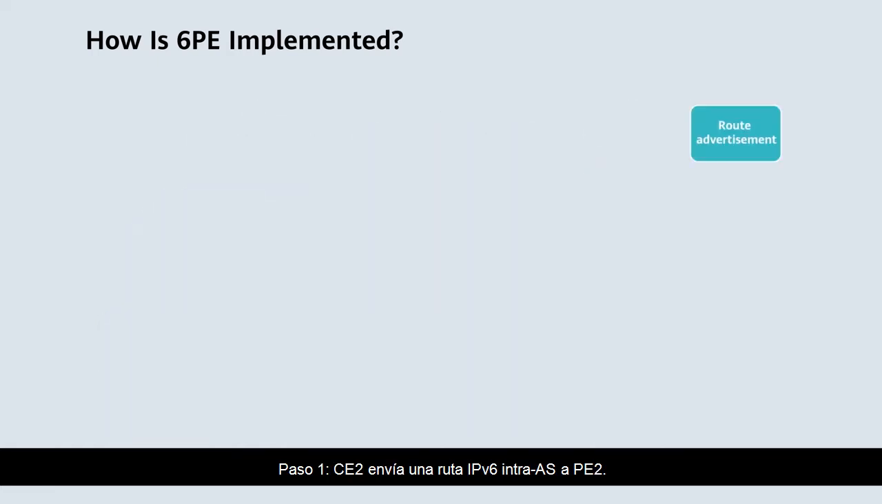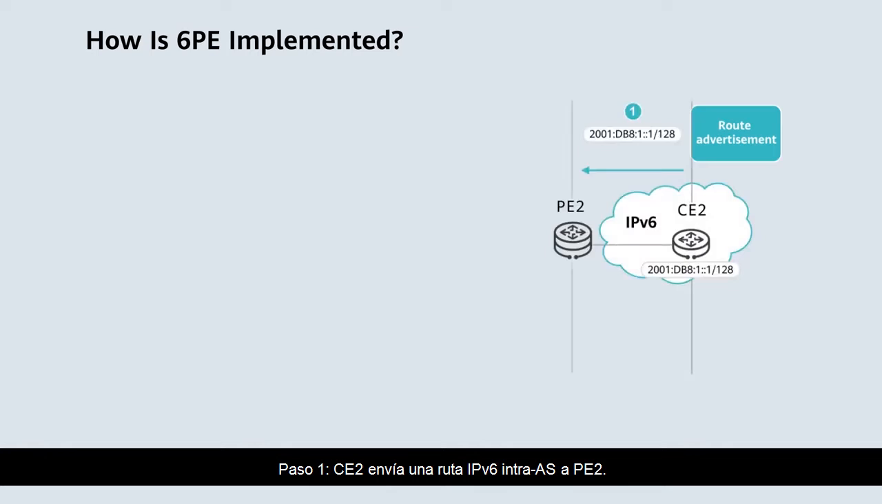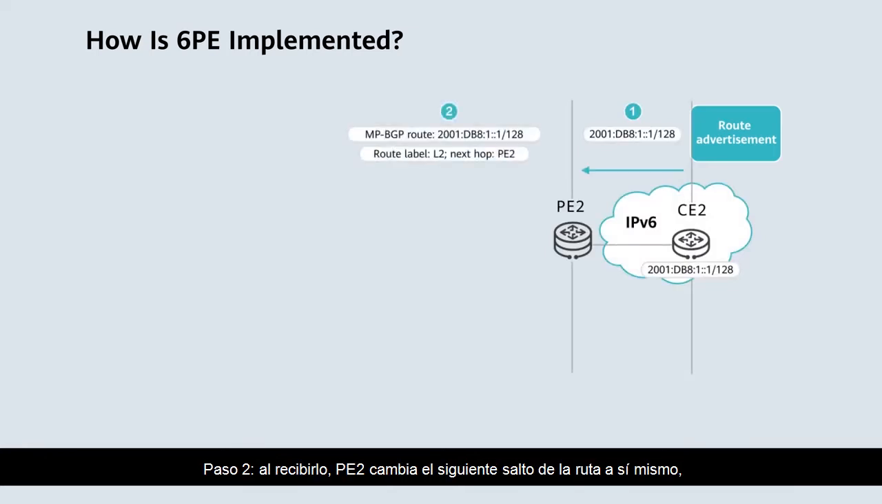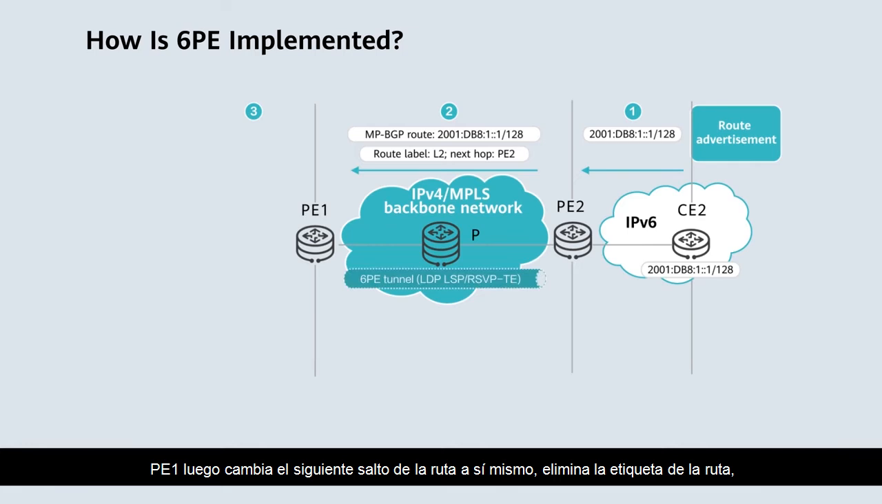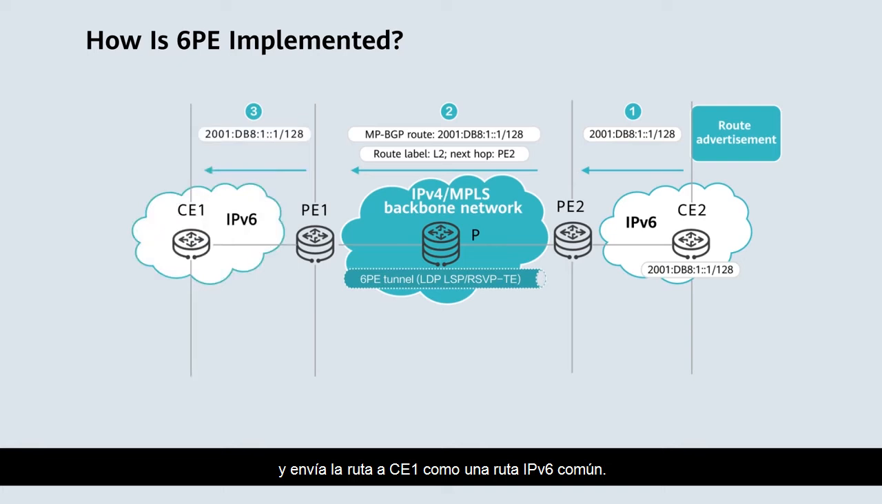The 6PE route transmission process is as follows. Step 1. CE2 sends an intra-AS IPv6 route to PE2. Step 2. Upon receipt, PE2 changes the next hop of the route to itself, allocates an inner label to the route, and sends the labeled IPv6 route to its peer PE1. Step 3. Upon receipt, PE1 recurses the route to a tunnel and delivers route information to its forwarding table. PE1 then changes the next hop of the route to itself, removes the route label, and sends the route to CE1 as a common IPv6 route. This way, the route is sent from CE2 to CE1.